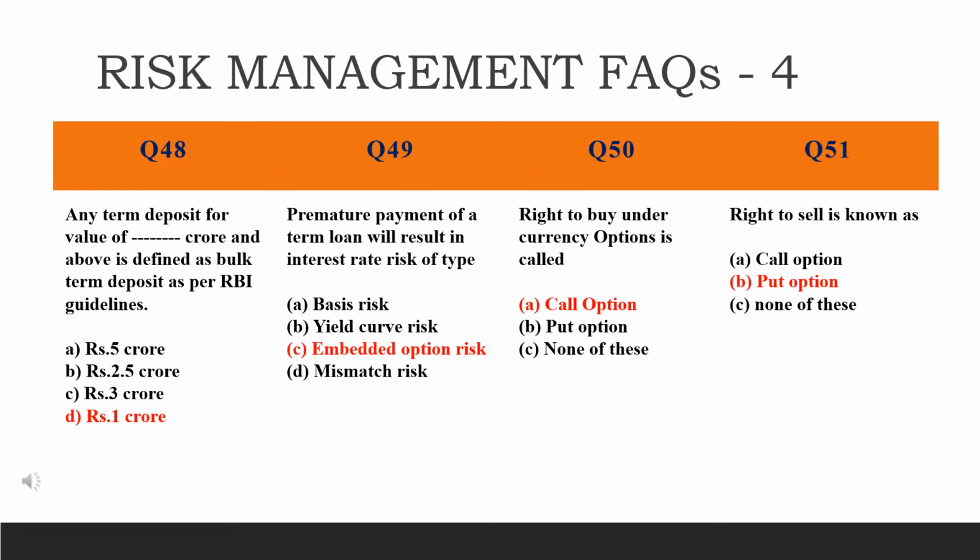The opposite of it, right to sell, is known as which option? Right to sell is known as put option. Why? Because the holder of a put option has the right but not the liability to sell the underlying asset at the strike price of the option. Strike price is nothing but the exercise price of the option. In this slide there are 4 questions. Moving to the next slide, we have more questions.